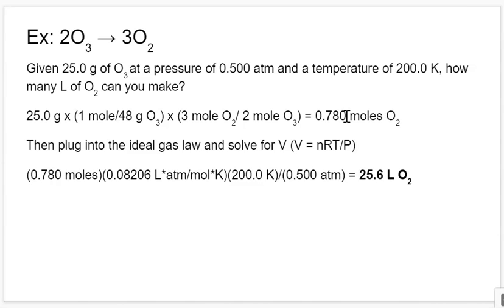Now, since we can't use the molar volume of an ideal gas at STP, we're going to have to use the ideal gas law, which, if you can recall, can relate moles of a substance to its volume, pressure, and temperature. And so since we know the pressure and temperature, we can use it to solve for just the volume. So V is going to be equal to nRT over P. So we're going to multiply the moles we found by the gas constant, and then by the temperature, and then divide it all by the pressure. And then we end up with 25.6 liters of oxygen formed.